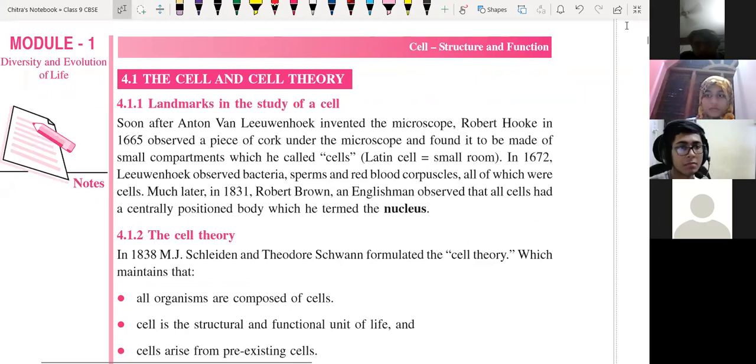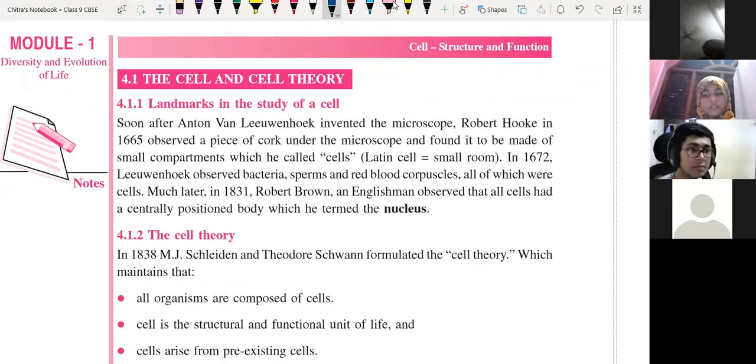So we are going to start the chapter which is the cell. It is the structural and functional unit of life. In the last lecture, we covered the basic part of it, about what the cell is and what its main types are. Today we are going to start the cell theory and a little bit of the historical part.